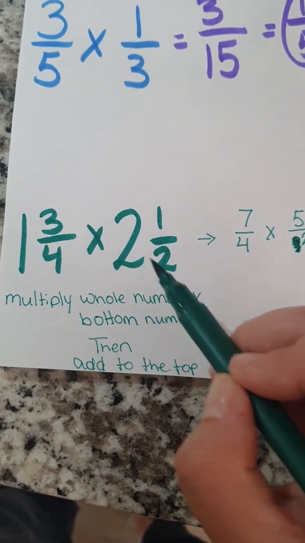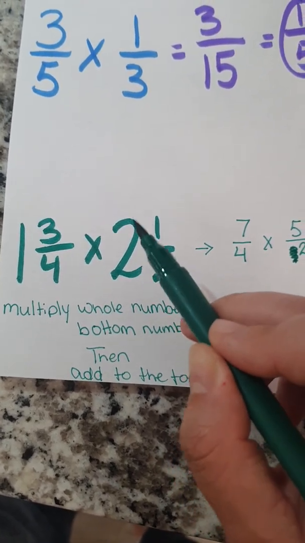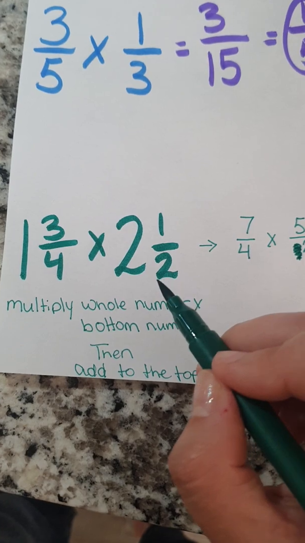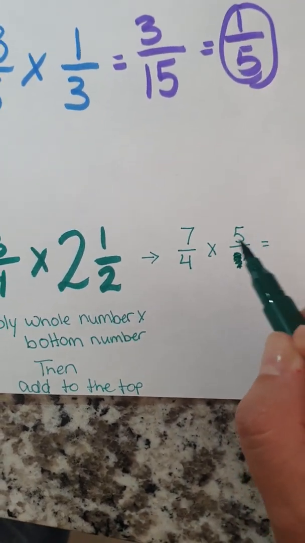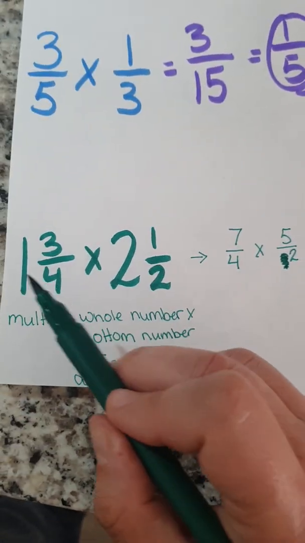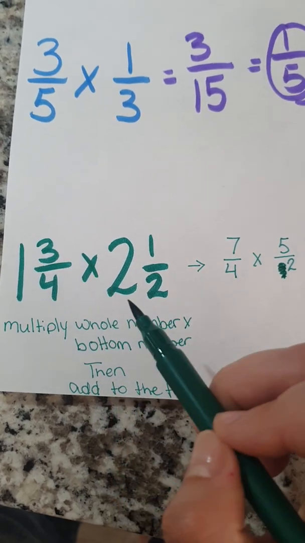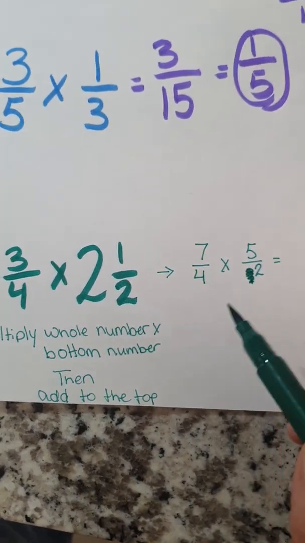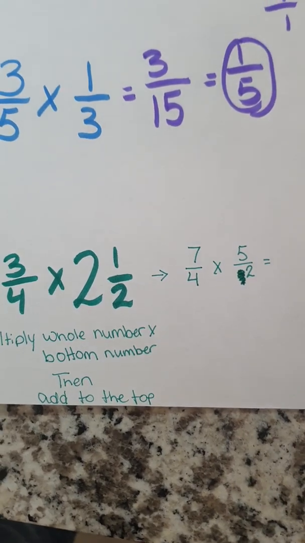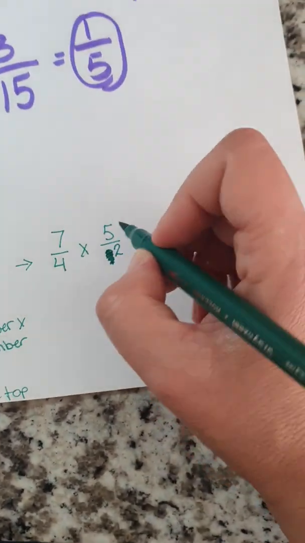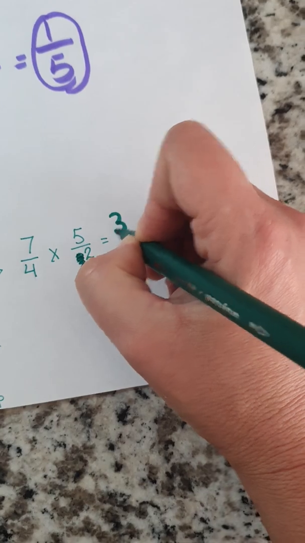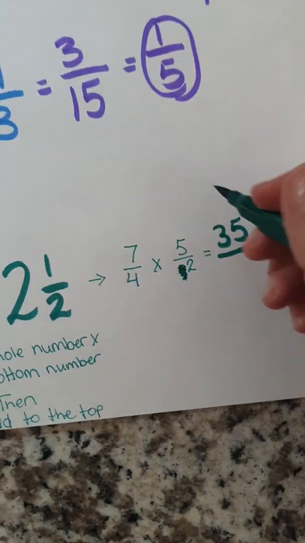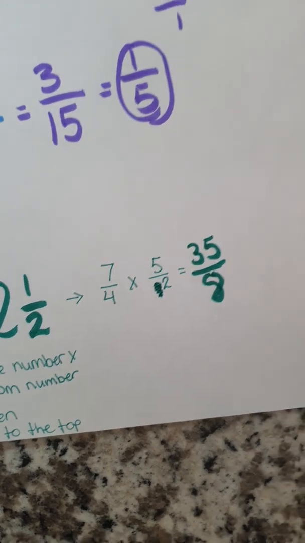Come over here, 2 times 2 is 4, plus 1 is 5, and keep it over 2. So my answer is 5 over 2. Remember, multiply, add it to the top. That's how I got these fractions. Now I just solve like I did the other ones. 7 times 5 is 35. 4 times 2 is 8.